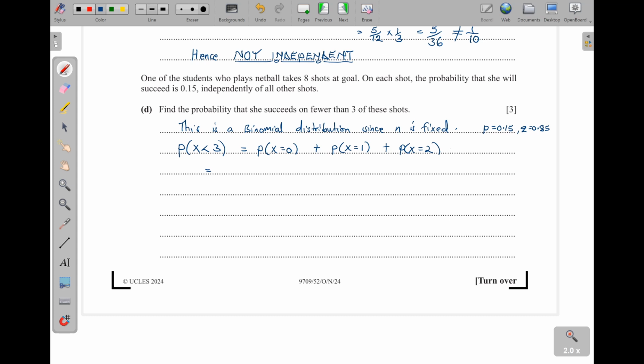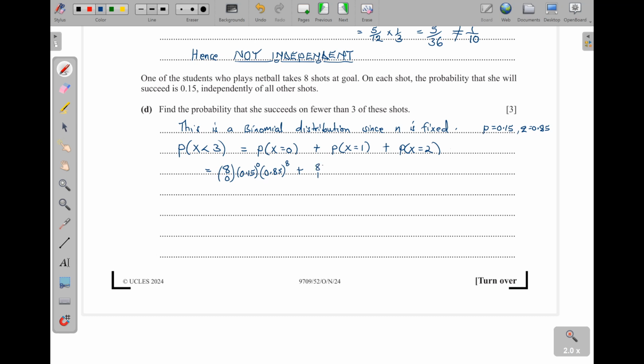Now here we shall have 8 combination 0. Then the p is 0.15. So no success, it is power 0. That means the failures are the ones which are 8.